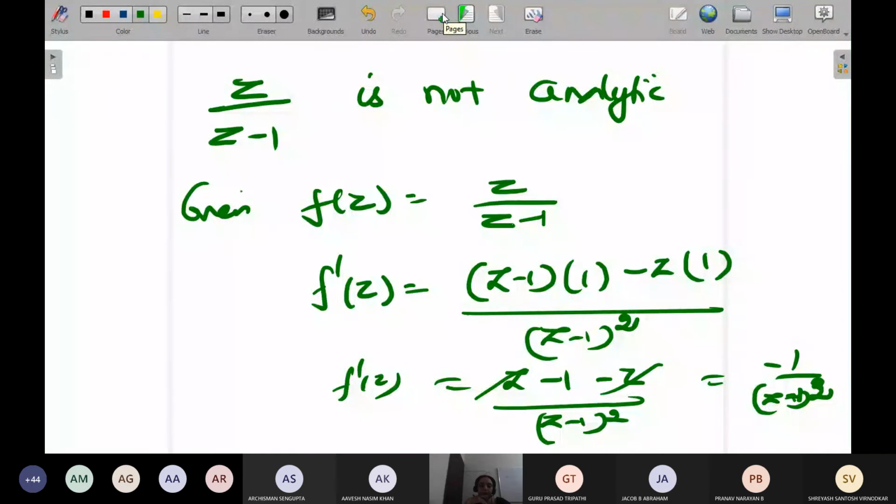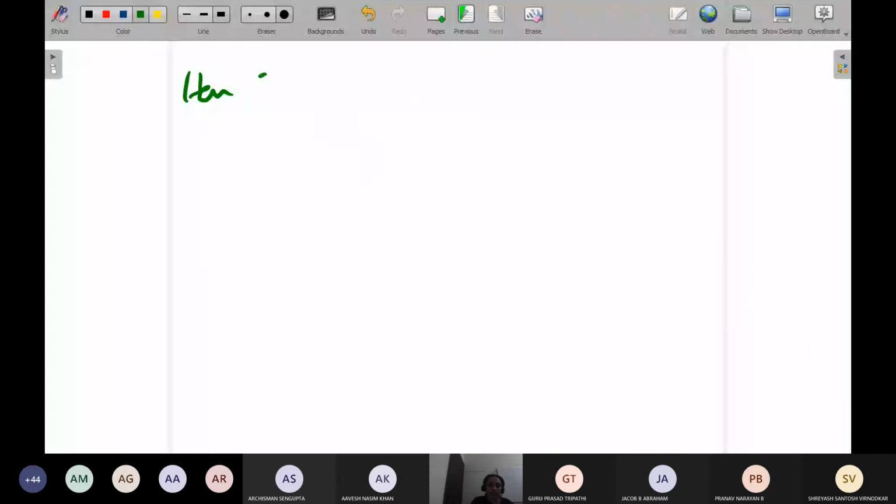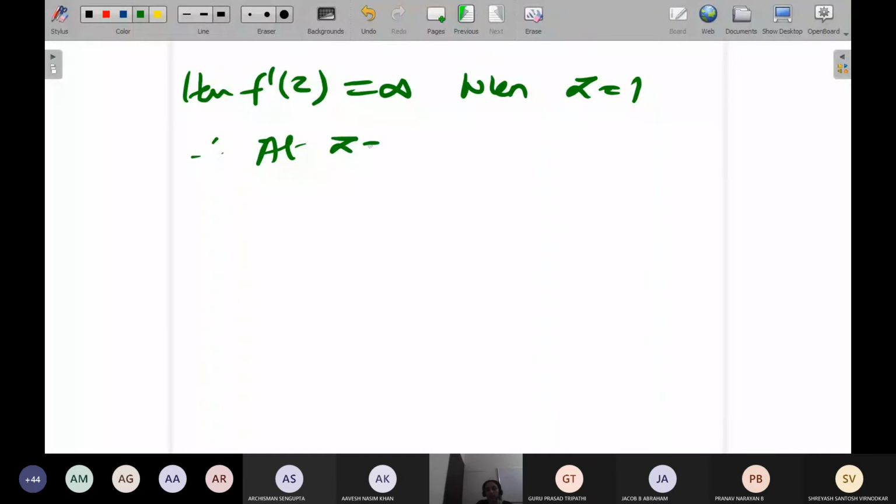Here f dash of z is equal to infinity when z is equal to 1. Therefore, at z equal to 1, the given function f of z is not analytic.